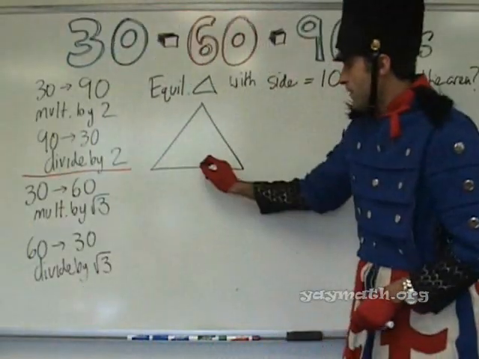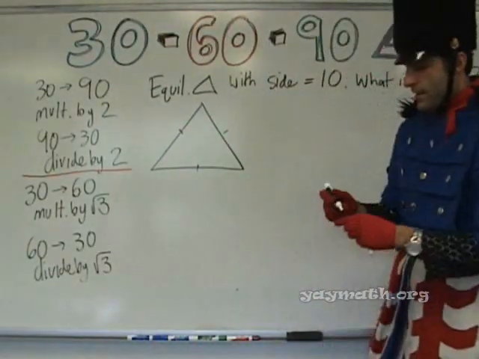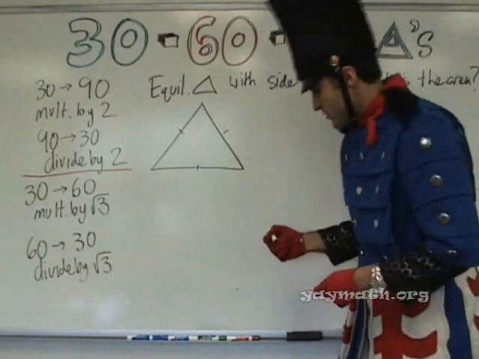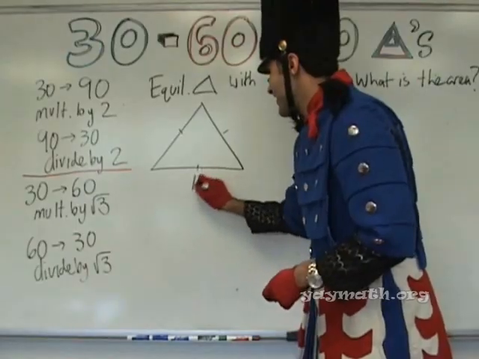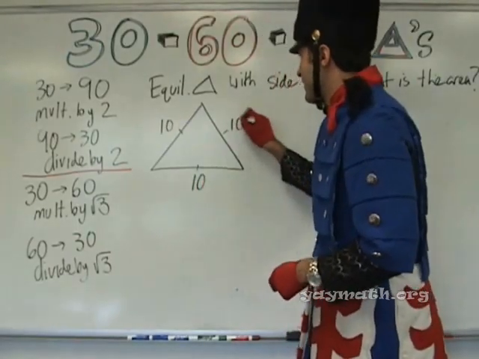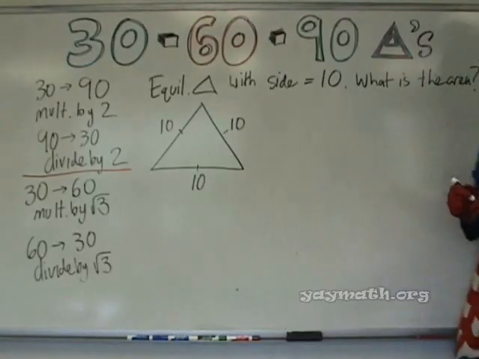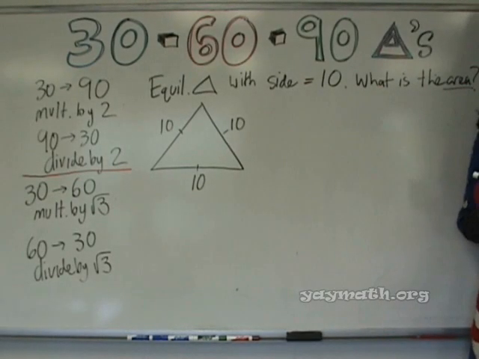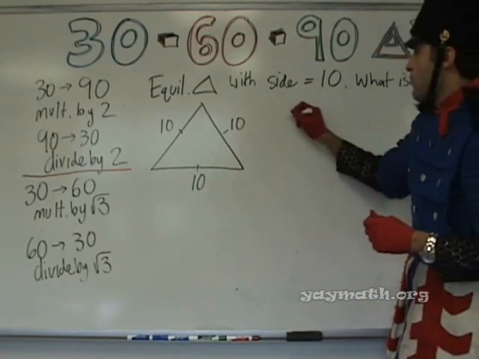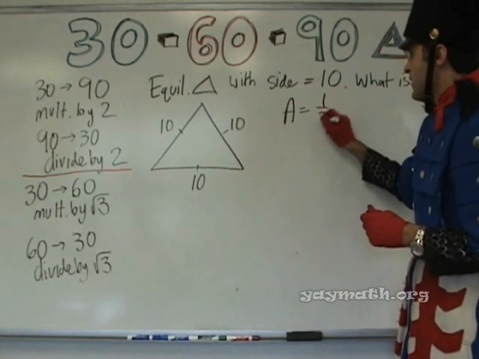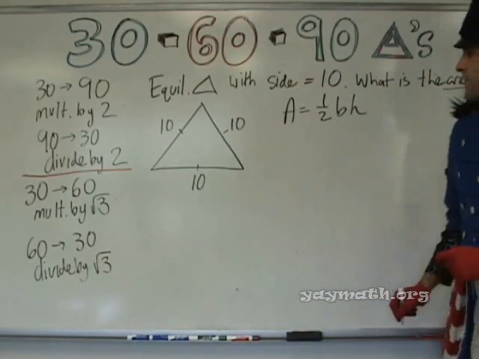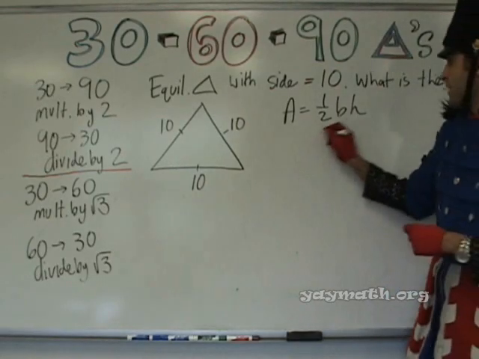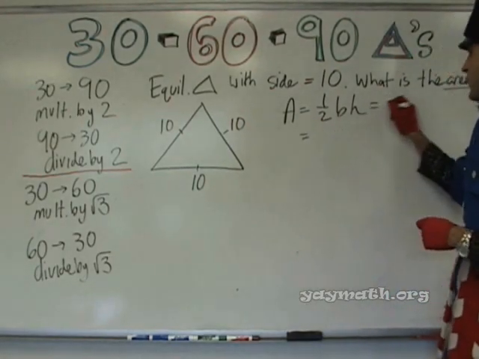All these sides are equal, and it's an equilateral triangle. The side is 10, so we can label that. Since it's equilateral, all of them are. Now, we're looking for what? Area. Area is 1/2 base times height, so we put the formula down. What does this have to do with the lesson? Exactly, we're getting there. Area equals 1/2.